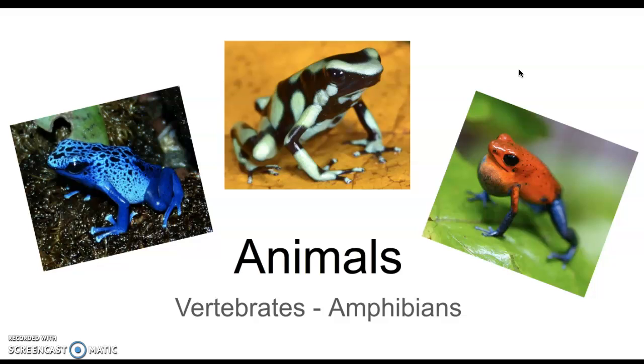And so in this picture here, we have three different types of poison dart frogs. Poison dart frogs are some of the more poisonous frogs on the planet. The three examples that you see here can be found in Central and South America. We have a lot of poison dart frogs in Costa Rica.